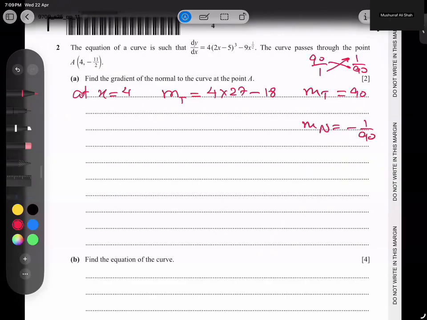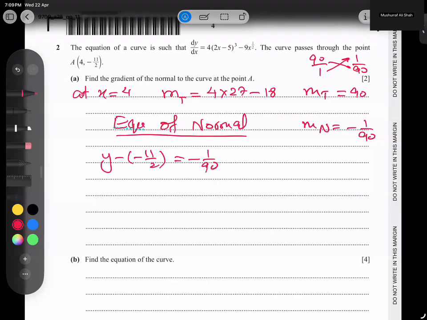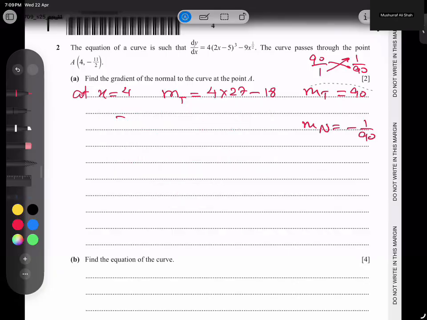Now the equation of normal formula. It's the equation of a line, basically. Formula is y minus y1 equals m times x minus x1. We have been given y1 as negative 11 over 2. But he said only, no need for further. He said find the gradient of the normal at A, that's it. No need to find the equation of the normal, that's it. So this is my final answer. I think the point is clear.